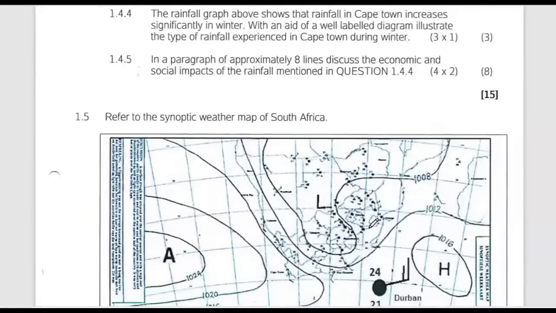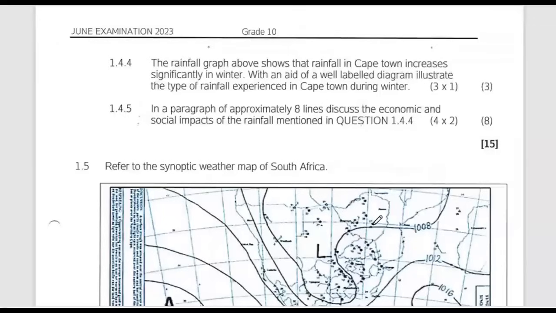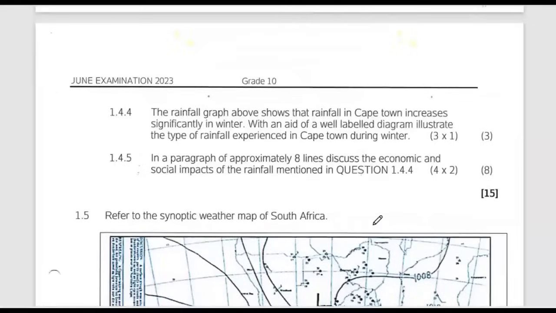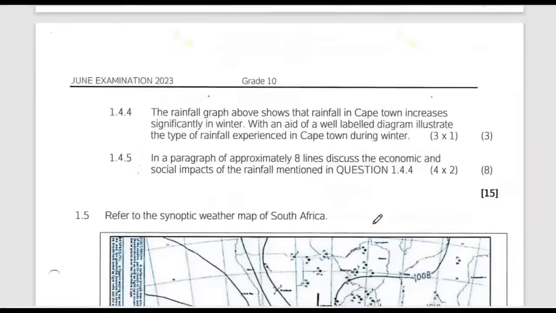Then the next question is saying the rainfall graph below shows that rainfall in Cape Town increases significantly in winter. With the aid of a well-labeled diagram, illustrate the type of rainfall experienced in Cape Town. Basically, you must understand the types of rainfall that we have so that you're able to figure out how you are supposed to draw.